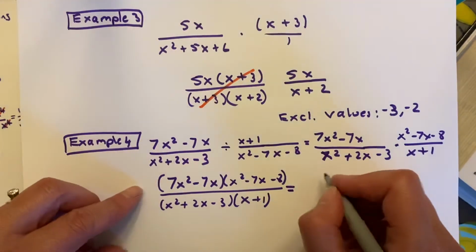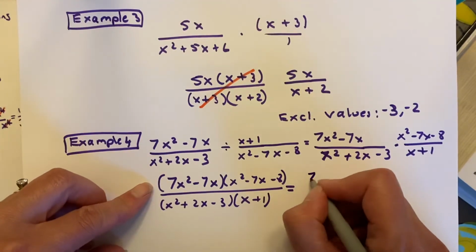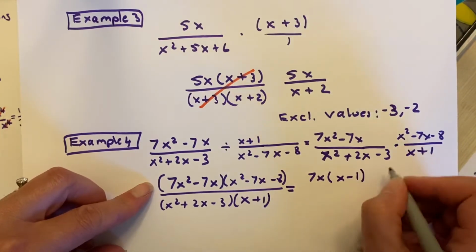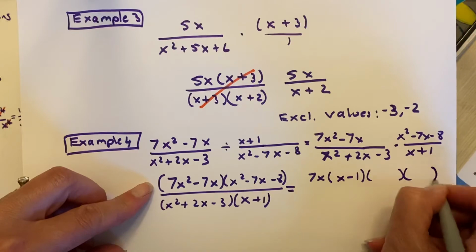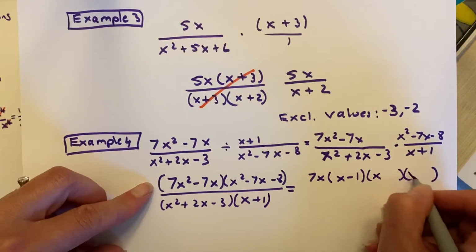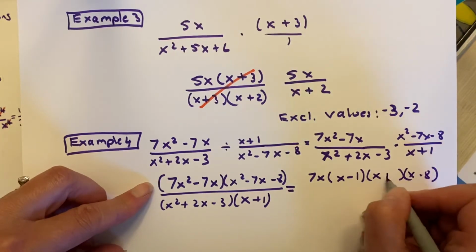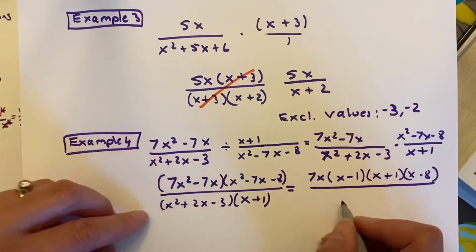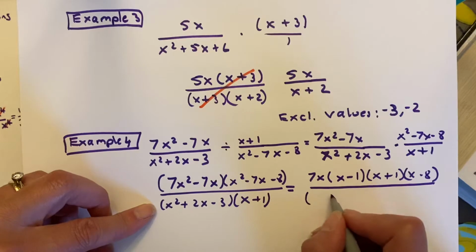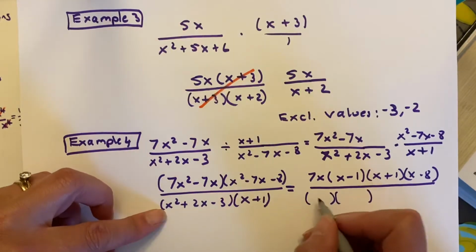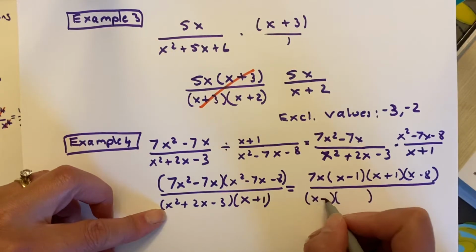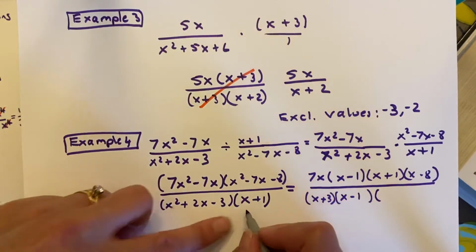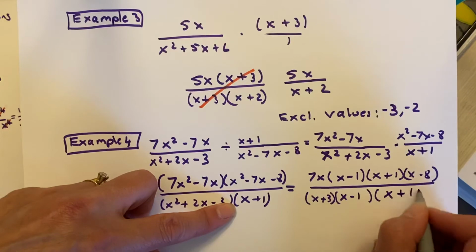Let's see what I can factor. Well, here I can factor out a 7x, and I'm left with x minus 1. And then here I factor and I get x minus 8 times x plus 1, because that's the only way I can get the negative 7x in the middle. And all of that is divided by, and I have to factor this, and I get x plus 3, x minus 1, and I don't forget to add my x plus 1.